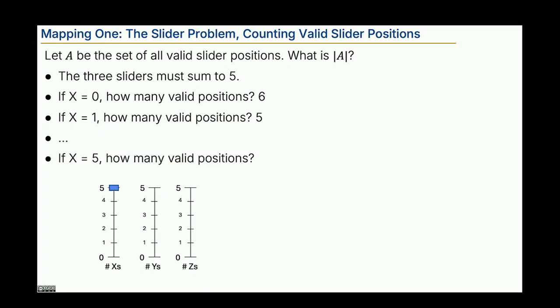If x is 5, how many valid positions are there? 1. There's actually 1, not 0. Okay. There's only one choice. So the total number of valid positions would just be working through all those cases. If x is 0, there's 6 things that y and z could be. If x is 1, there's 5 things. If x were 5, there's only 1 thing. If x is 6, well, then you're in trouble. Nothing works. We don't allow negative sliders in this world. So the total number of valid positions here is 21. Any questions about this?